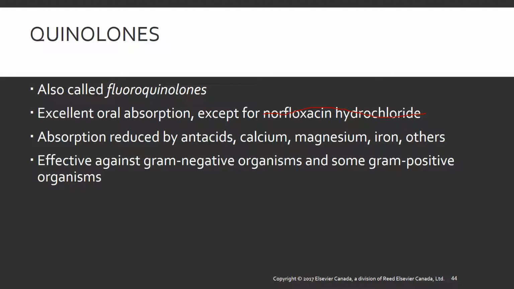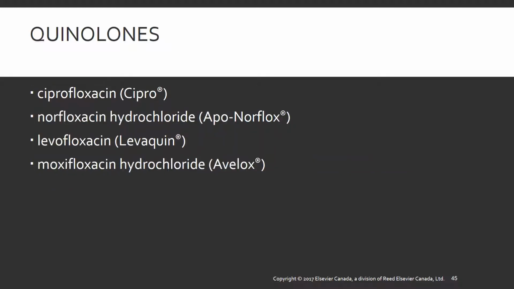So let's talk quinolones. Okay, so they're also called fluoroquinolones. They have excellent oral absorption, with the exception of one type, which I don't expect you to know. Okay, so we won't worry about this guy. Absorption is reduced by antacids, calcium, magnesium, iron, and they're effective against gram-negative and some gram-positive organisms. So these guys, we have Cipro, ciprofloxacin, norfloxacin, levofloxacin, and moxifloxacin. Okay, you're going to see these guys quite commonly.